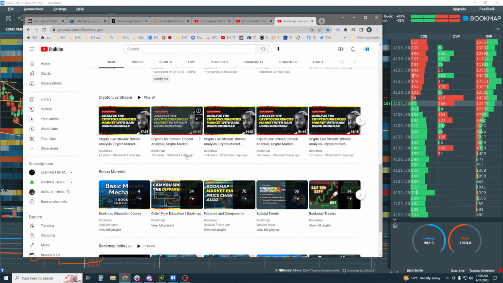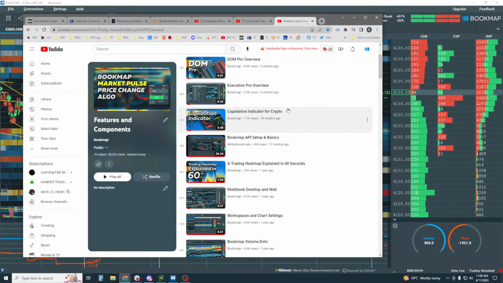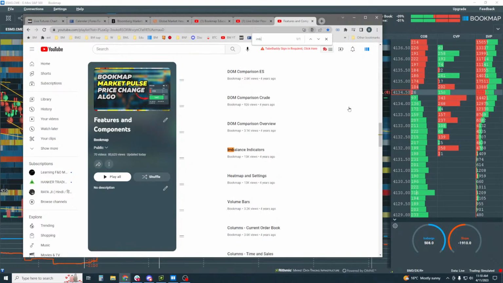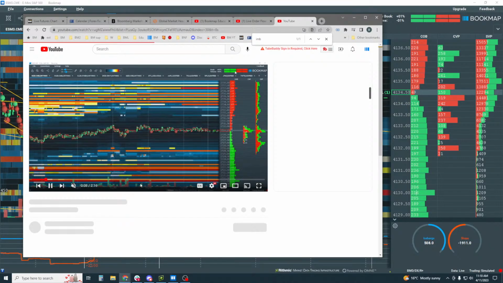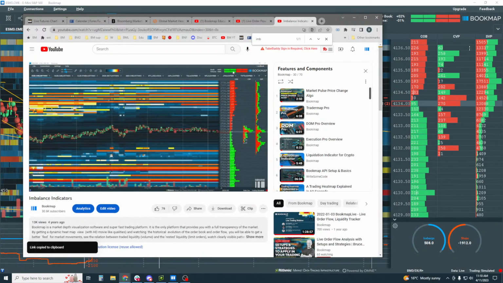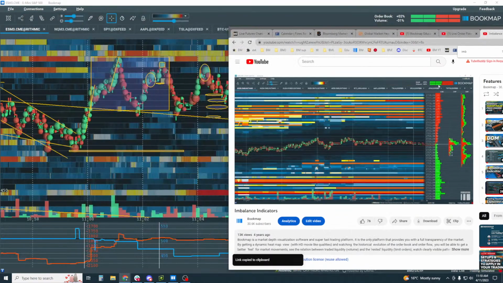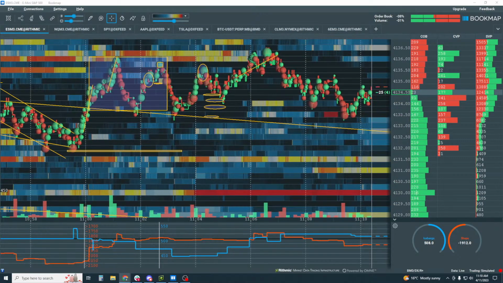and it's under features and components in here. Click on that, and you should see the order book volume and balance. Let's just do a quick search. Imbalance. Yeah, here we go. All right, so it's just a couple minutes long. I'll put this into the chat for you. There you go.